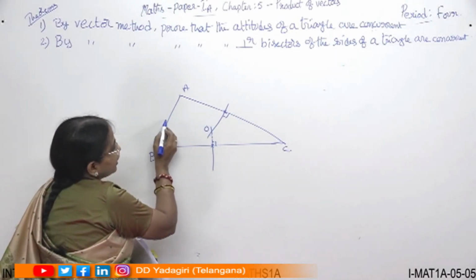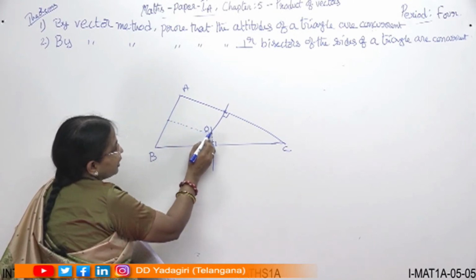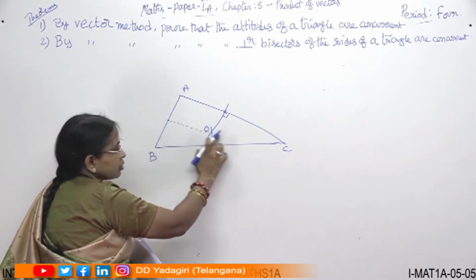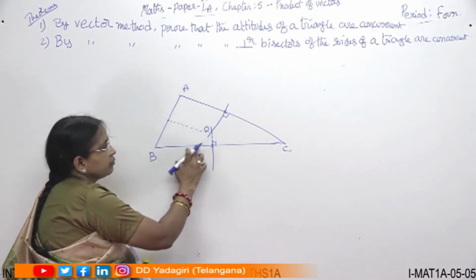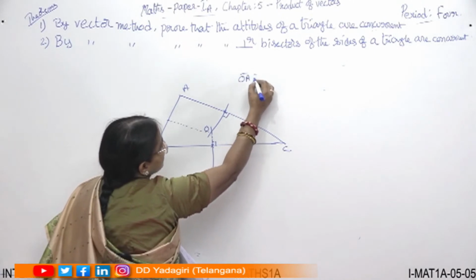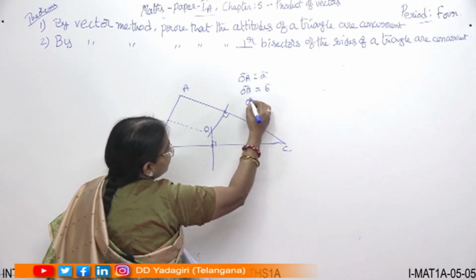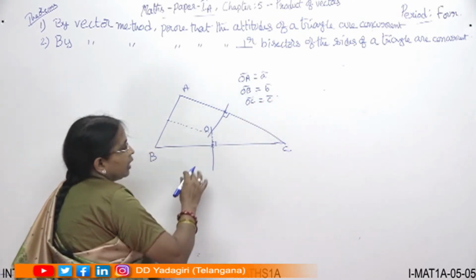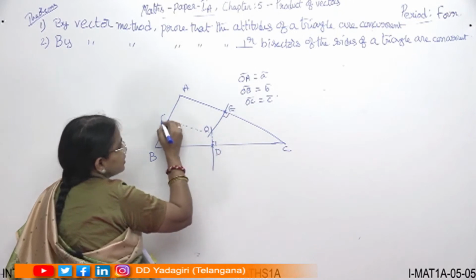Now you must show that the midpoint you take, that vector and O, is also passing through O. That is what you have to prove. So what we do is, we'll take this O as origin. In the same way, OA we will take as A, OB is equal to B, OC is equal to C, and then suppose that this is D and this is E and this is F.